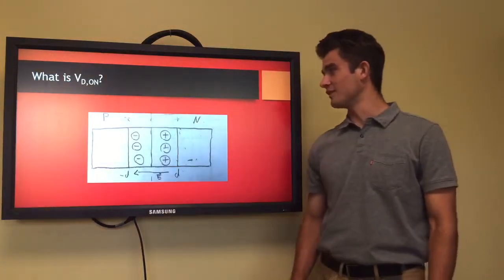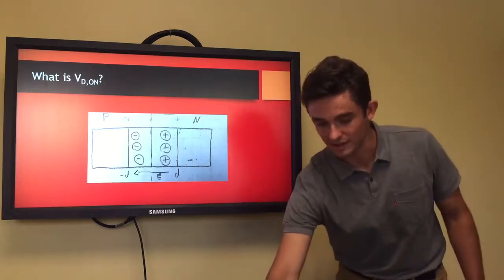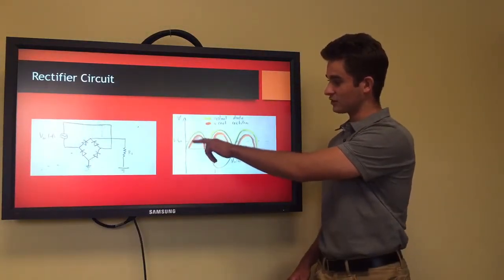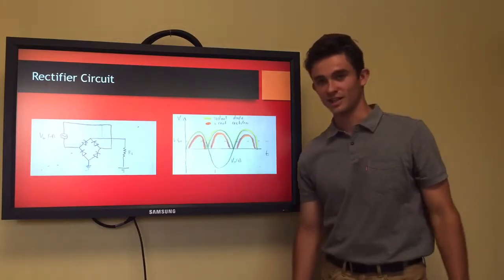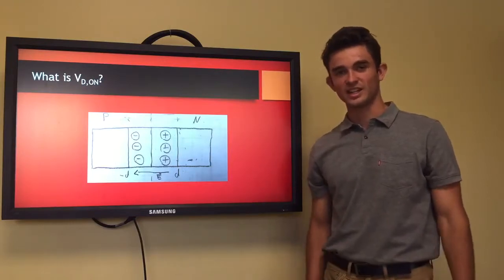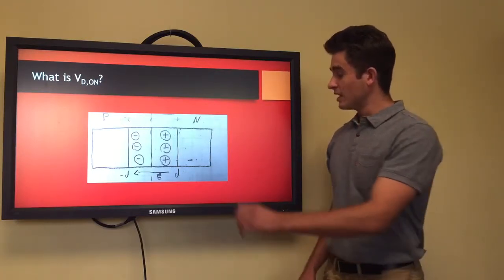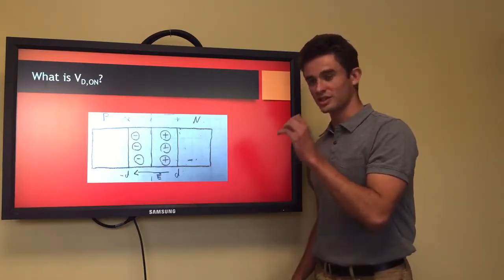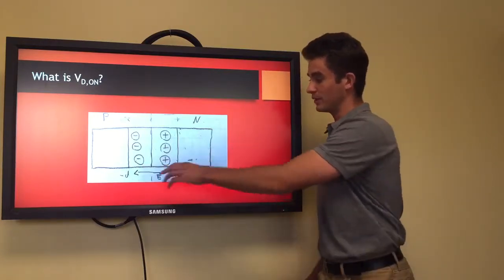So what is VD on? We'll go back to the slide and look. For a real rectifier, there's a difference of twice VD on. And where does that VD on come from? It comes from the built-in potential in a diode, within the depletion region, and the voltage source needs to overcome that built-in potential.